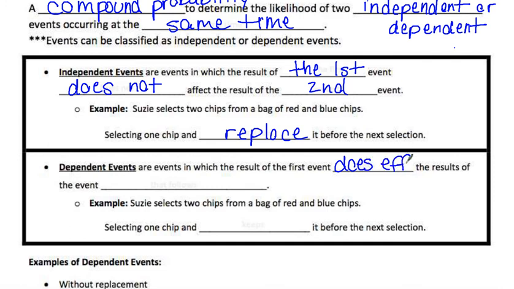Whereas dependent events are events in which the result of the first event does affect the results of the event that follows. So here's that example again. Susie selects 2 chips from a bag of red and blue chips.